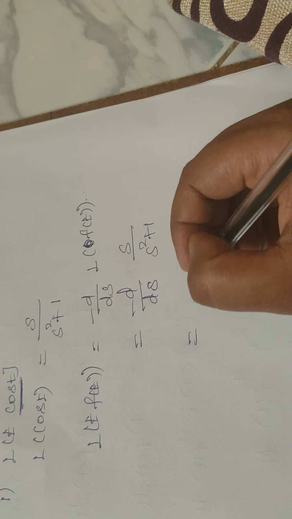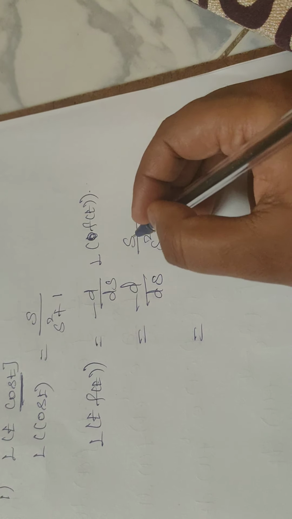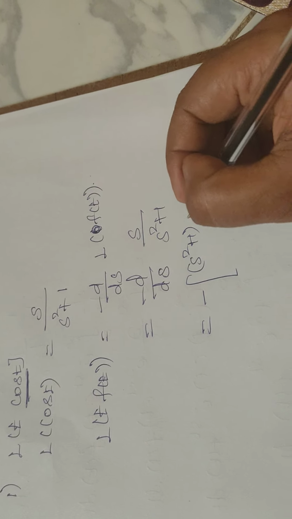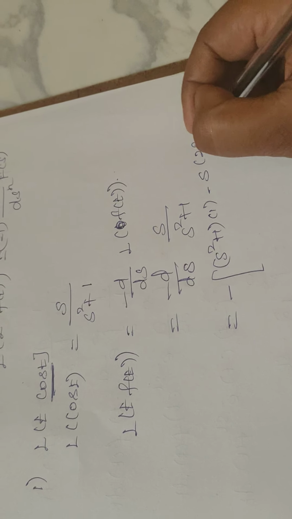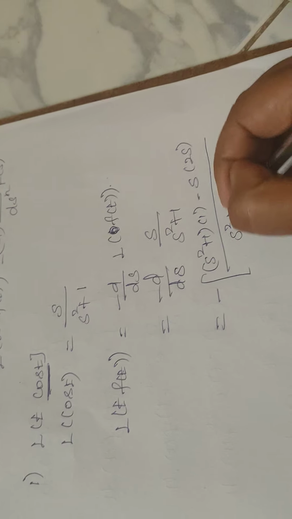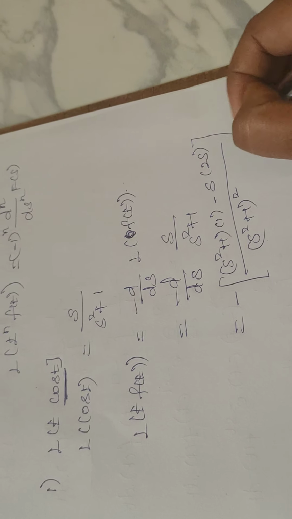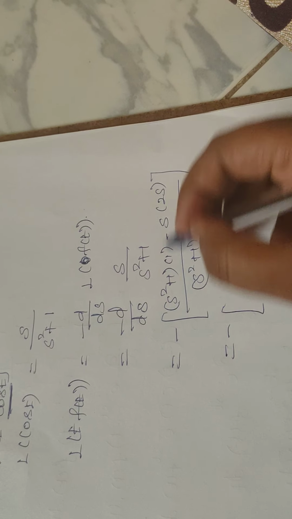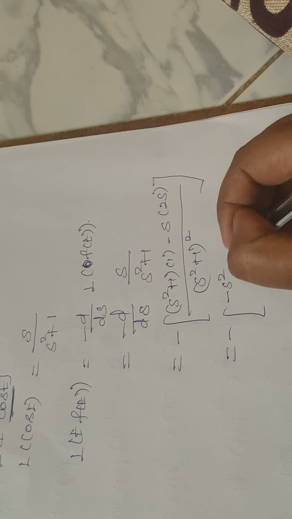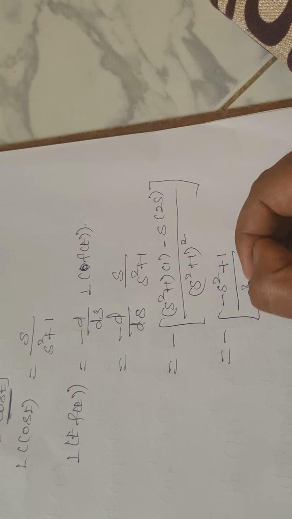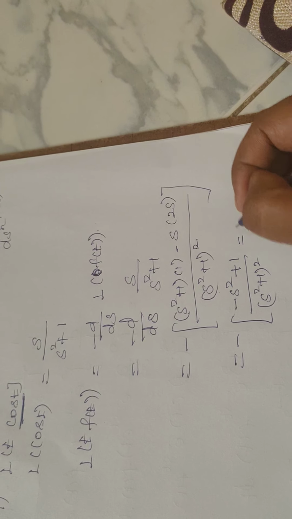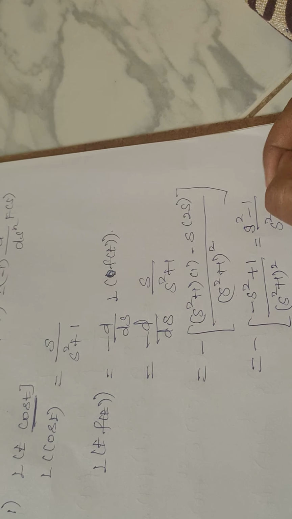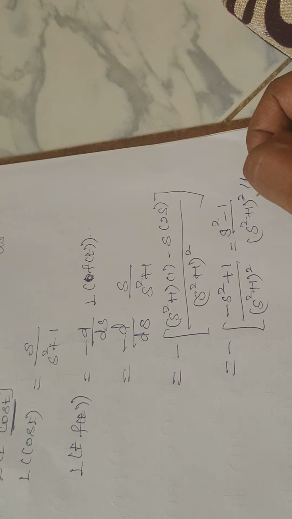So we know the differentiation with respect to s. So minus, by the u by v method, s square plus 1 into 1 minus s into 2s, divided by s square plus 1 the whole square, which is equal to minus of s square plus 1 minus 2s square divided by s square plus 1 whole square. So which is nothing but s square minus 1 divided by s square plus 1 the whole square. So this is the required answer.